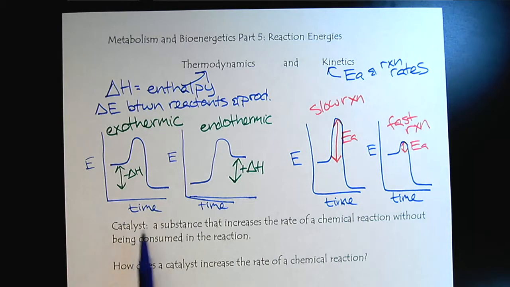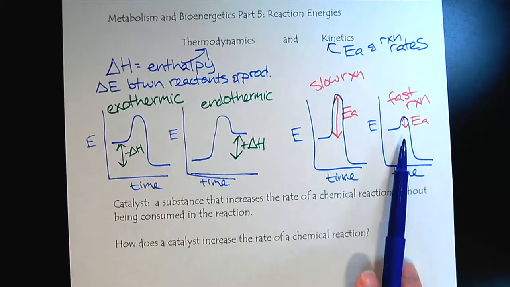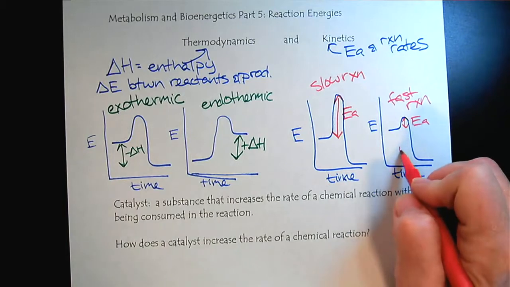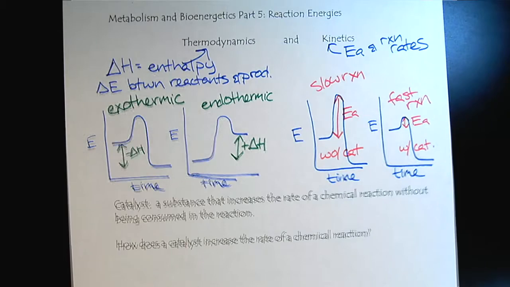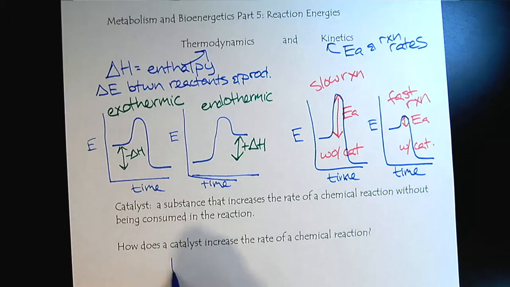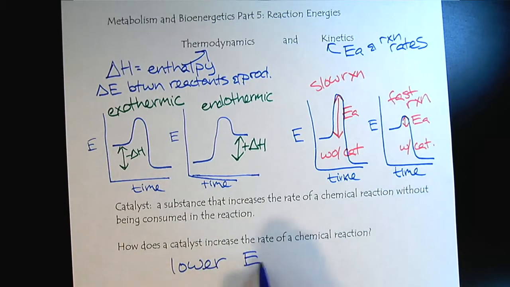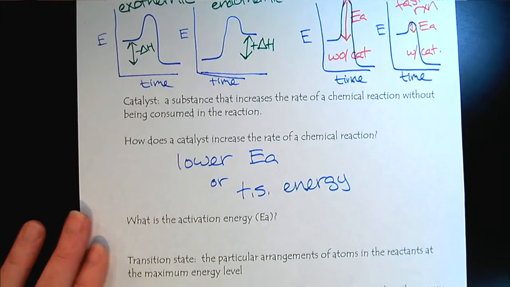And then remember that a catalyst is the substance that increases the rate of the chemical reaction without being consumed. So for example, up here, we would say that this reaction would be with the catalyst and this reaction would be without, right? And how does the catalyst increase the reaction rate? By lowering E sub A, or you could think of it as the transition state energy. Either way, right? Oops, let me slide that up.